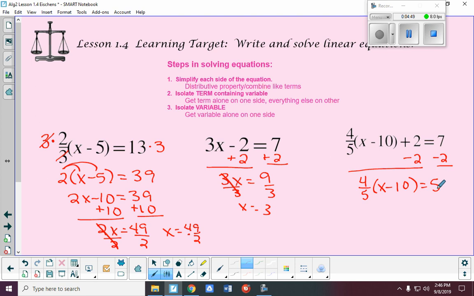All right, now at this point you have 4/5 times x minus 10. So at this point we have two factors here. So we're going to multiply by 5 and by 5, because 5 is the number in the denominator, and so that will cancel. So you have 4x minus 10 equals 25. Then you distribute, and we continue to solve. So 4x equals, let's see, 4x, I gotta erase that.